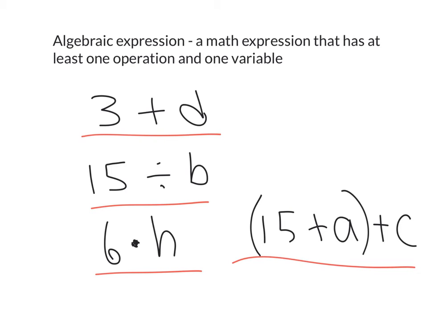Lastly here we've got a couple of different variables. This is 15 plus a in parentheses, so we do that first, and then plus c. So I don't know what the value is of a or c. They're unknowns, but those are variables.